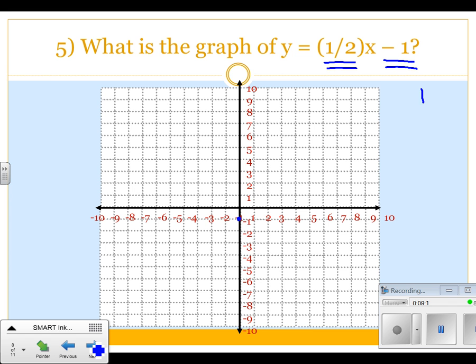Rise 1, run 2. So from where the y-intercept is, I have 1 point already. I'm going to, from the y-intercept, rise 1, run 2. Rise 1, run 2 to the right. This gives us a positive 1/2 slope, or -1, -2. Connect these points to make your line. And there's your linear equation. That's your graph of y equals 1/2 x minus 1.